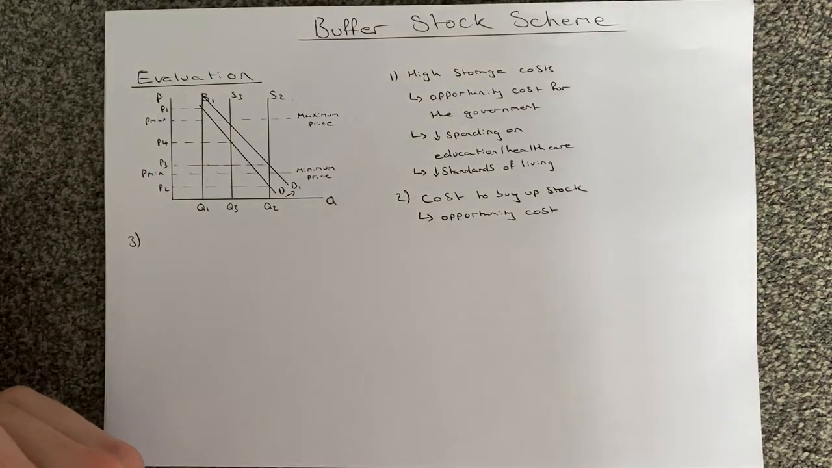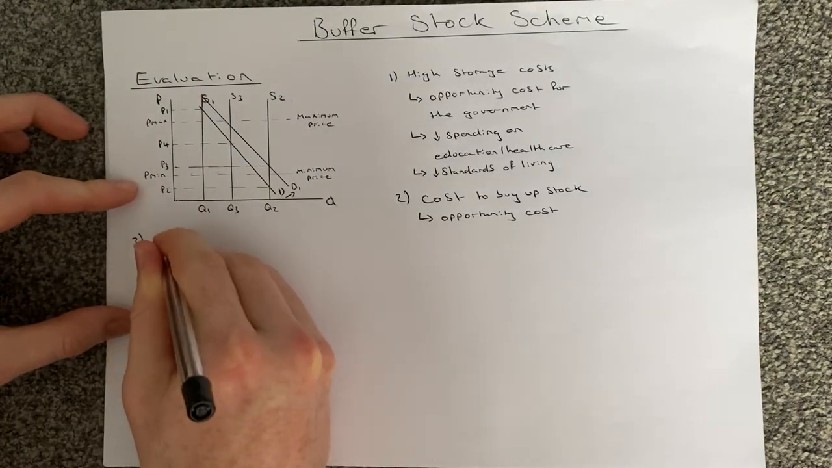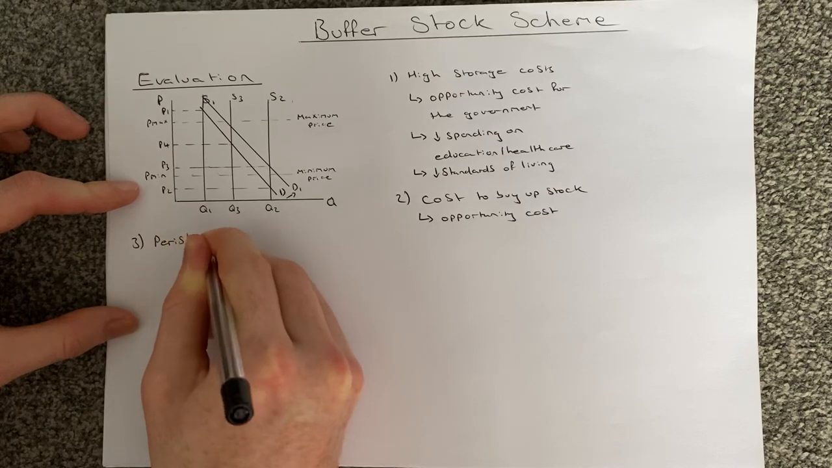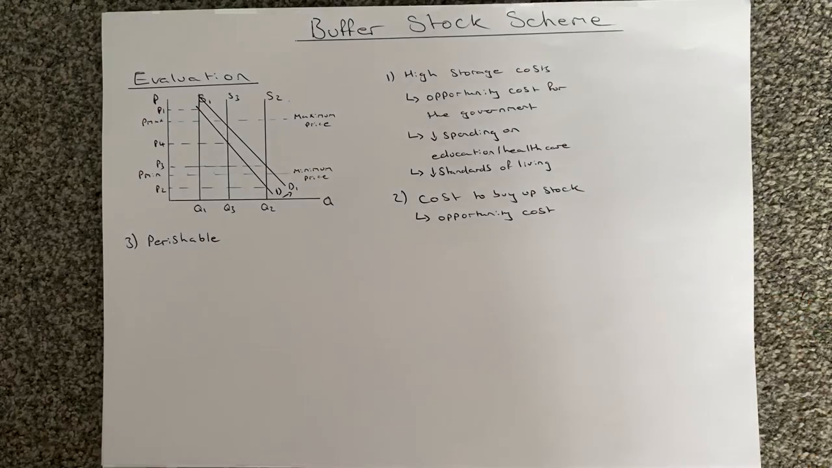Products such as wheat, for example, which a buffer stock scheme is used for, it could also be used for products such as rice. These products can be perishable. So wheat, for example, is perishable. What does that mean? Well, that means that it has a sell-by date, and beyond a certain date, the wheat will go off and will be unable to be released onto the market. So therefore, we can't store wheat for a particularly long period of time.